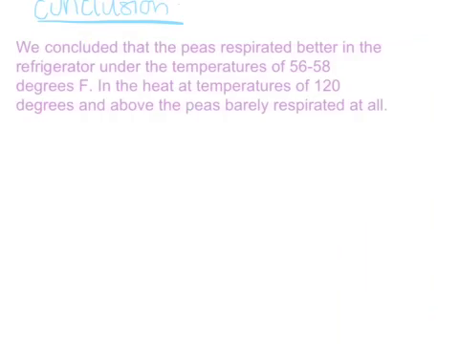So in conclusion, we concluded that the peas respirated better in the refrigerator under the temperatures of 56 to 58 degrees Fahrenheit. So Briana was right, not Maegan. In the heat at temperatures of 120 degrees and above, the peas barely respirated at all.